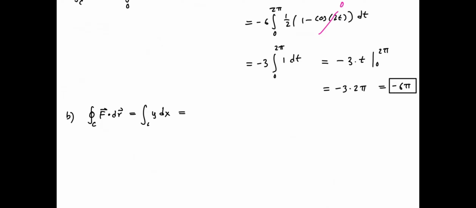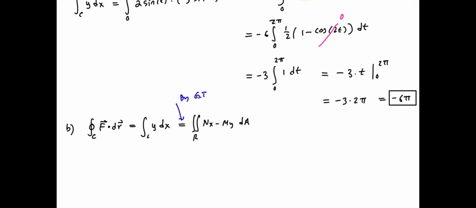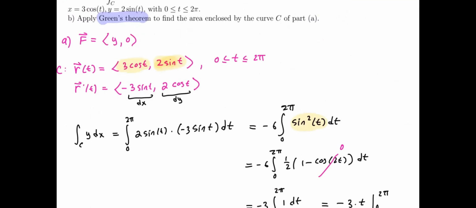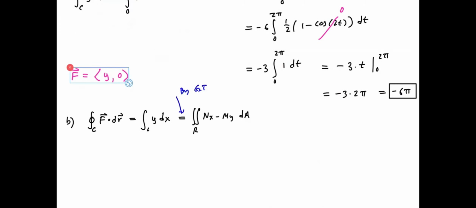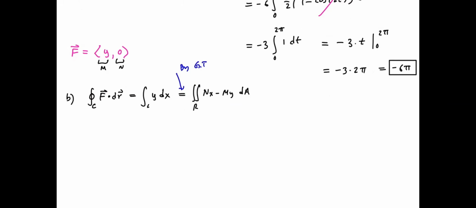is going to be the double integral over the region R of n sub x minus m sub y dA. That's by Green's theorem. So let's go ahead and figure these out. From the field, we know our f happens to be y comma 0. So I'm going to pull that right here. We know this is m and this is n.